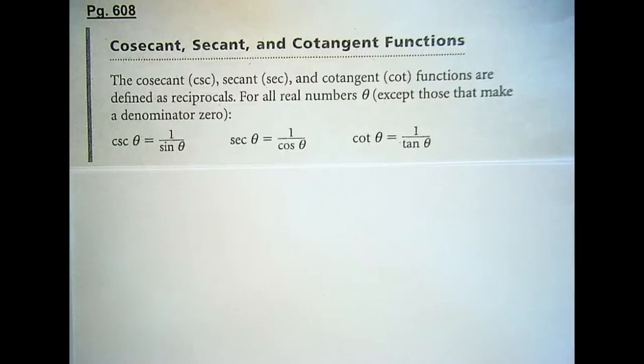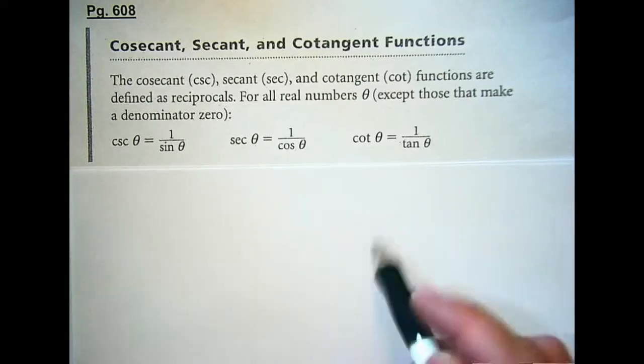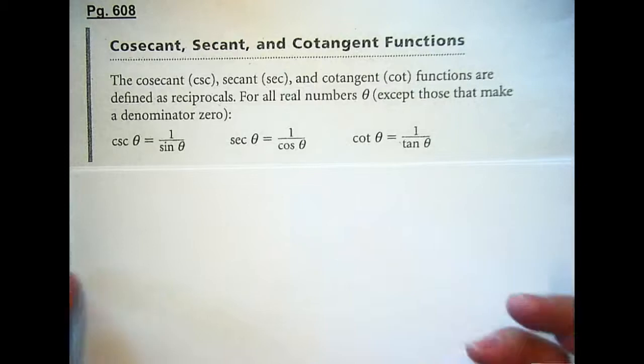Okay? Your cosecant is 1 over sine. Your secant is 1 over cosine, and your cotangent is 1 over tangent. They're called your reciprocal trig functions because if you know sine and you take the reciprocal of it, you get cosecant. If you know cosine, you take the reciprocal of it, you get secant. If you know tangent, you take the reciprocal, you get cotangent.